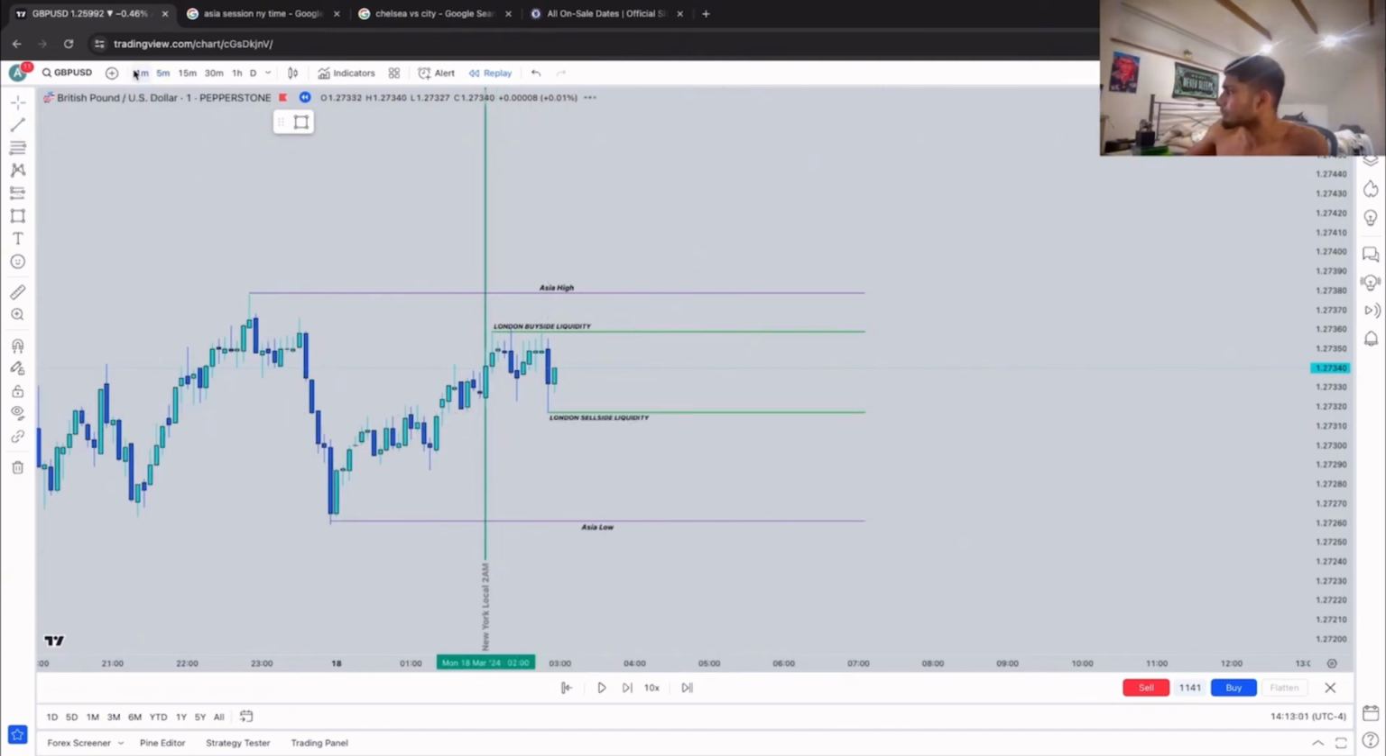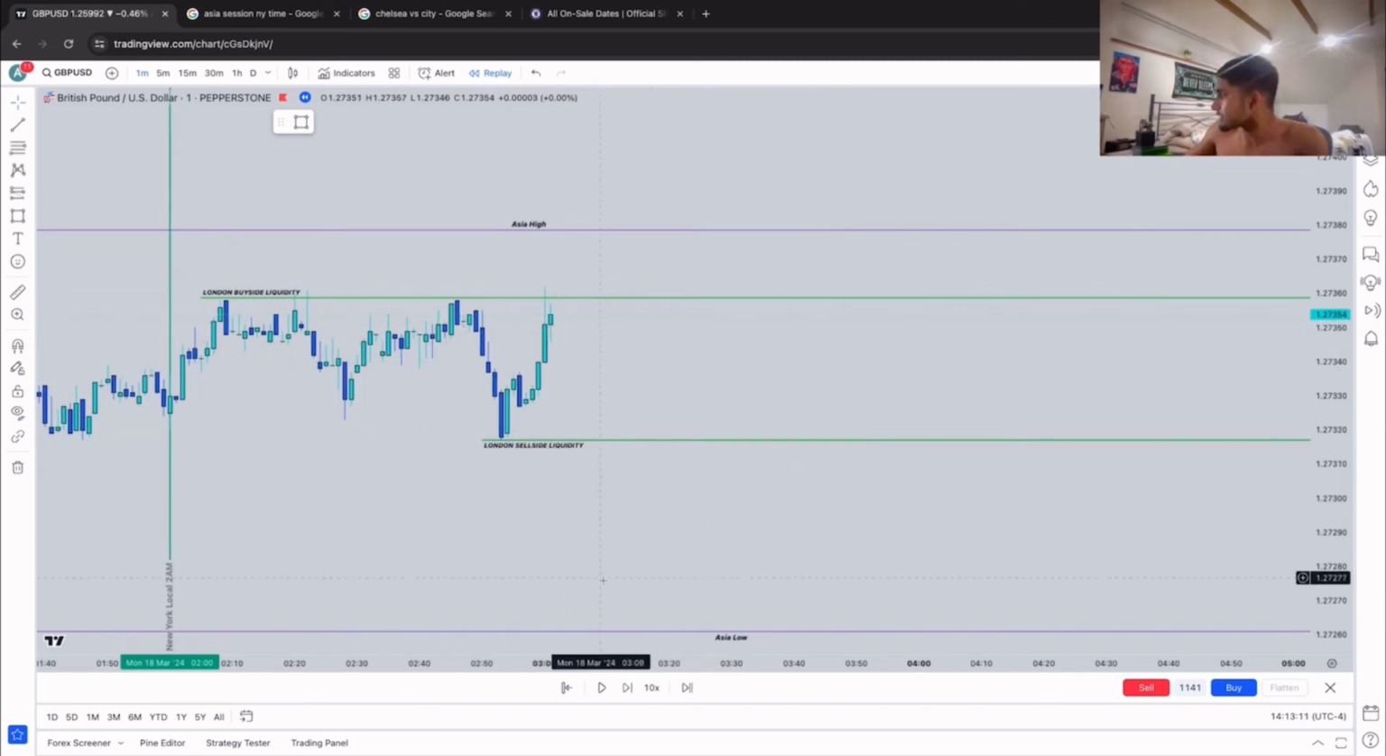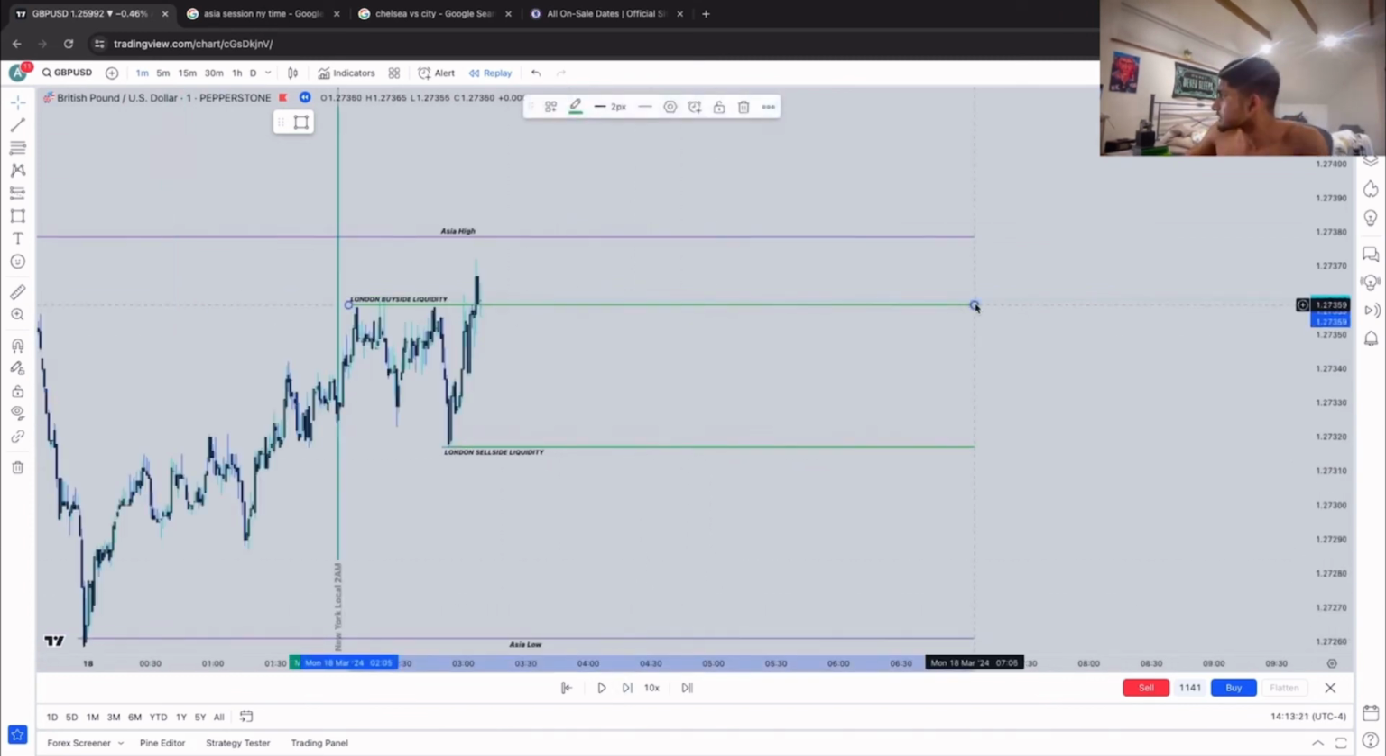Now we're going to move to our 1-minute time frame. We want one of these to be swept out, okay? See right there, that's been swept out. But this has been taken out, the high's been taken out. I have new buy side which is formed.